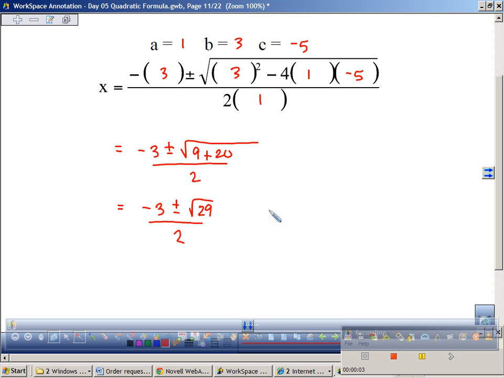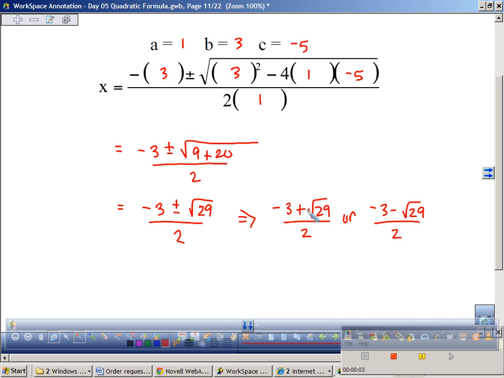So my two roots would be -3 plus or minus root 29 over 2. Oops, what did I just do? It's going through the motions. Plus and minus. Thank you.